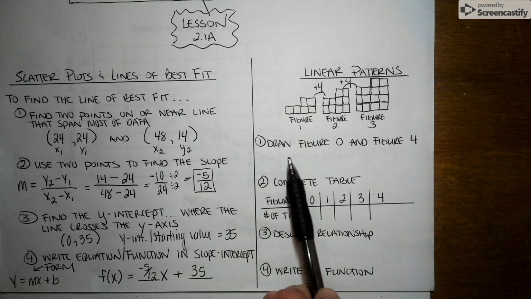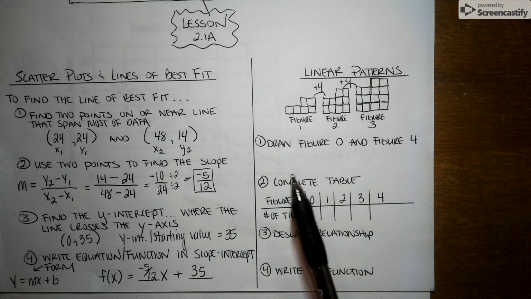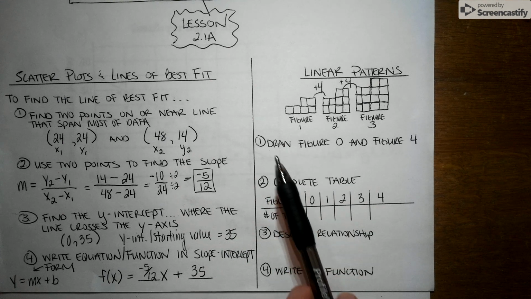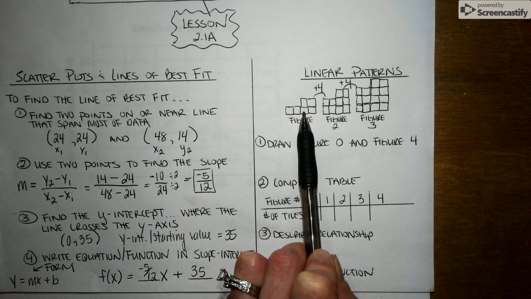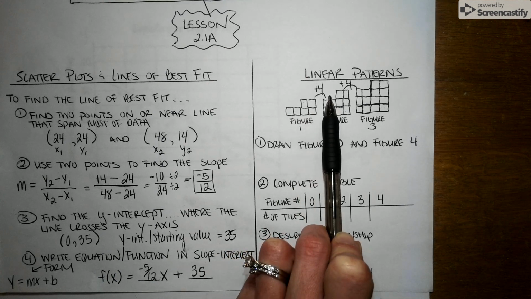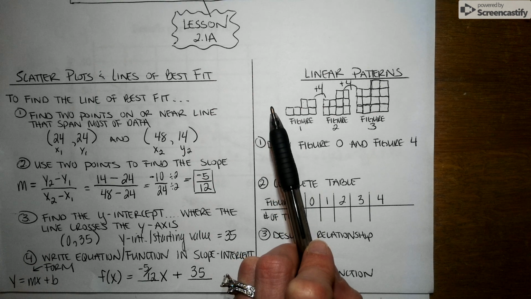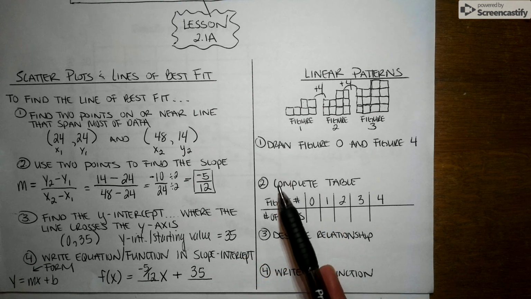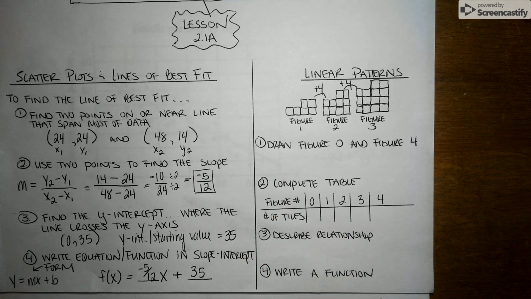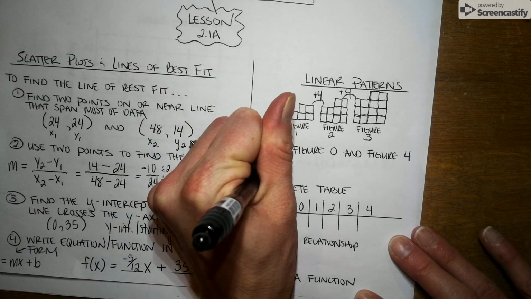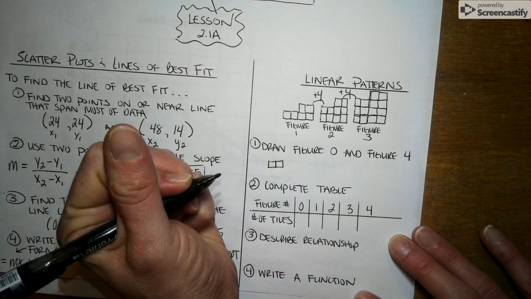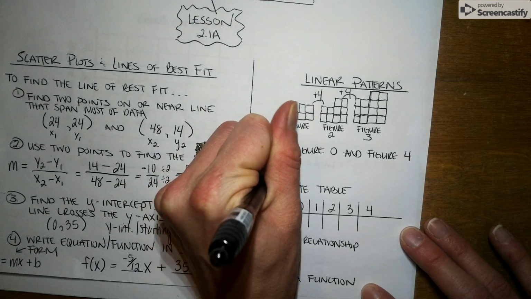So my first step, when it says draw figure 0, I can go ahead and do that and backtrack. Meaning, if I know figure 1 has a total of 6 tiles and my pattern is adding 4, to backtrack, I can do 6 minus 4 and determine that figure 0 should have a total of 2 tiles. So I'm going to draw in 2 total tiles and label that as figure 0.